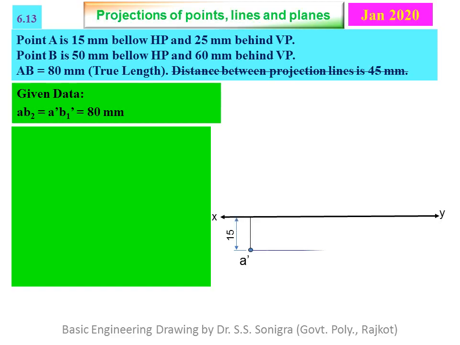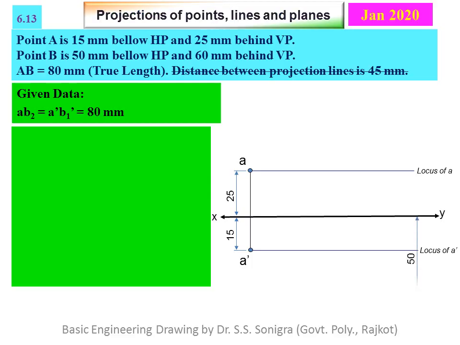First of all, locate top view and front view of point A and A dash as per given condition. A will be above XY line, A dash will be below XY line, and we can draw locus of both these points. Then what we can do?